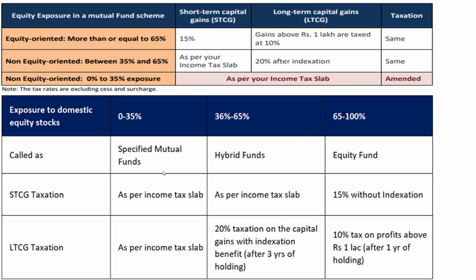Consequently, in case of FOFs investing in equity securities of domestic companies via ETFs, there is a dual levy of dividend distribution tax. Firstly, when the domestic companies distribute dividends to their shareholders, and again, when the FOF distributes the dividends to its unit holders.